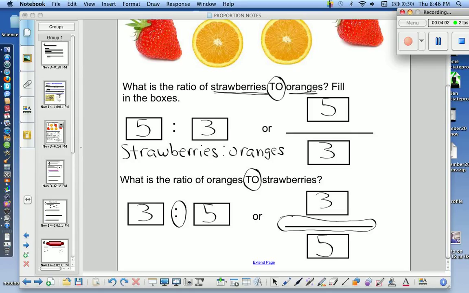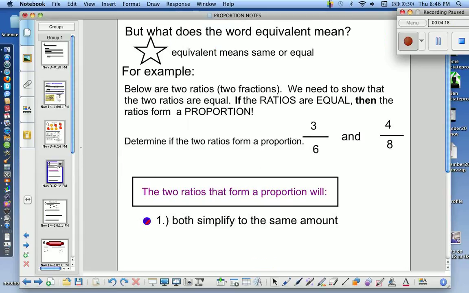So now we've got 3 colon 5, or 3 using that fraction bar 5. Either way, we've got 3 oranges, and we're comparing it to the 5 strawberries. If there are any questions, let's pause the video, and if not, we'll move on to the next slide.